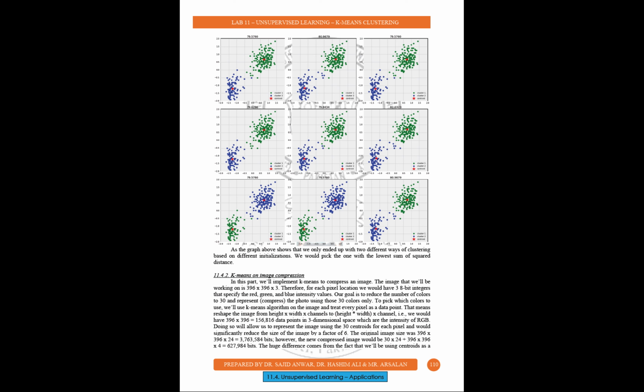The image that we will be working on is 396 by 396 by 3. Therefore, for each pixel location, we would have 3 8-bit integers that specify the red, green and blue intensity values. Our goal is to reduce the number of colors to 30 and compress the photo using these 30 colors only. To pick which colors to use, we'll use the KMeans algorithm on the image and treat every pixel as a data point.